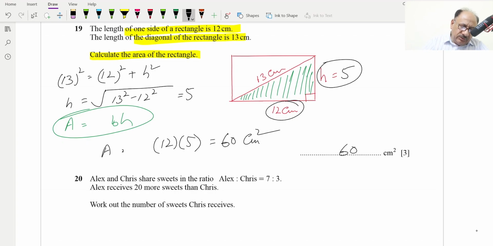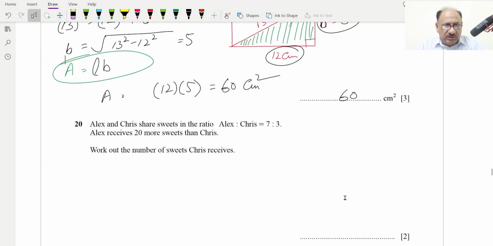So this will be length into breadth. This side we can show as B, and this side we can write like this. So this is done.